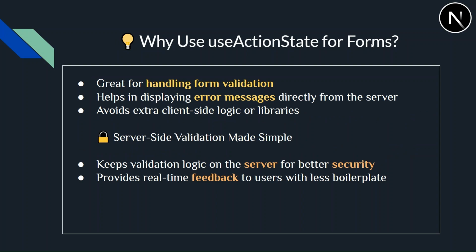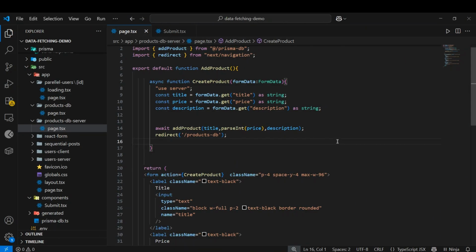In order to understand how useActionState works in Next.js 15 forms, let's do a quick example so that we can easily understand how to use the useActionState hook of React in Next.js 15 for form validation. So let's move on to Visual Studio Code. Here we have already reached Visual Studio Code, and we can start creating the form validation with the help of useActionState.